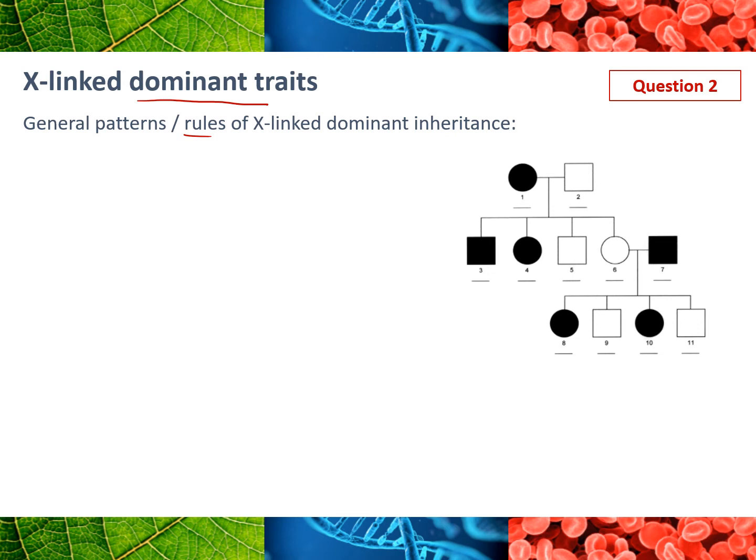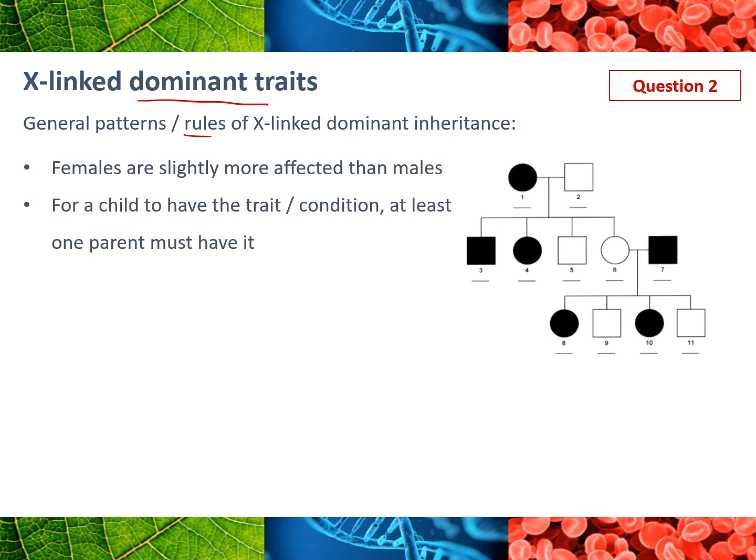A couple of things that always come up with dominant traits is that if a child has the trait, so for example, this person is affected, if it's dominant, at least one of their parents must have it. Someone can't have a dominant trait if neither of their parents have it, because where did the dominant allele come from? I'll come back to this top point in a minute.